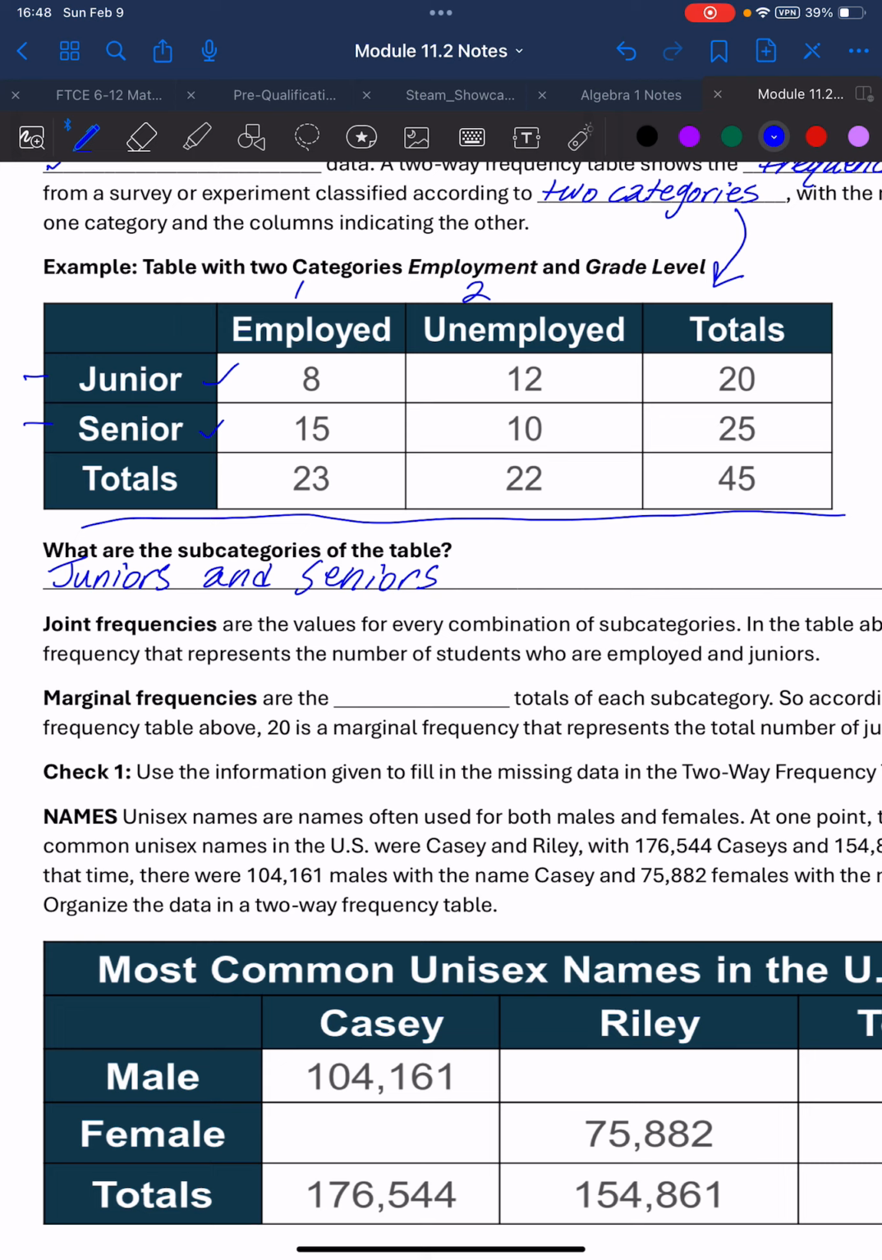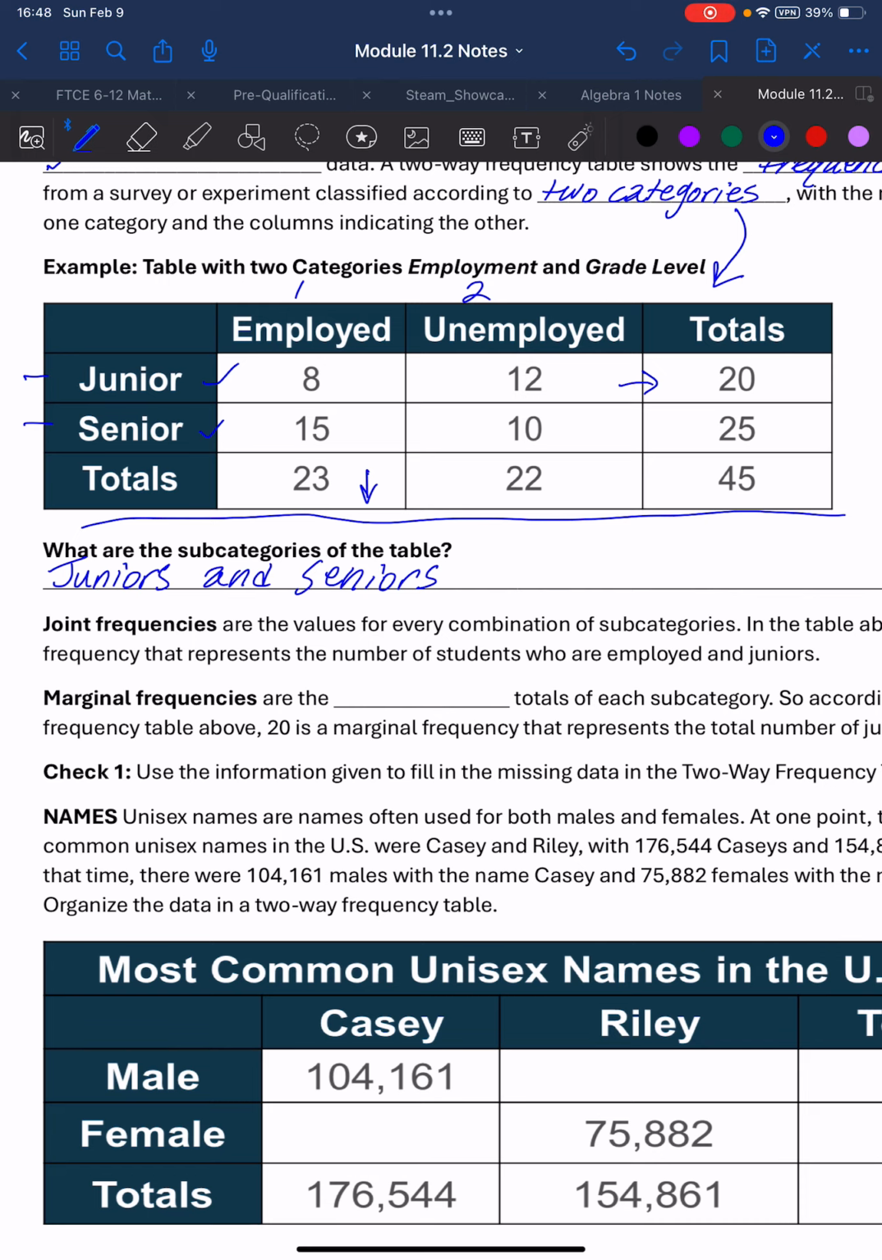Then we combine both the junior and seniors that are unemployed in our other category, and the total amount of them are 22. Okay, so reading from left to right, we see that the total amount of just employed and unemployed juniors is 20. Okay, so then we read another way. The total amount of employed and unemployed seniors are 25. So as you notice, we can read it both ways, okay? That's what's called two-way. We can read it this way for the two categories, or excuse me, subcategories, right, vertical. We can also read it left to right, right?